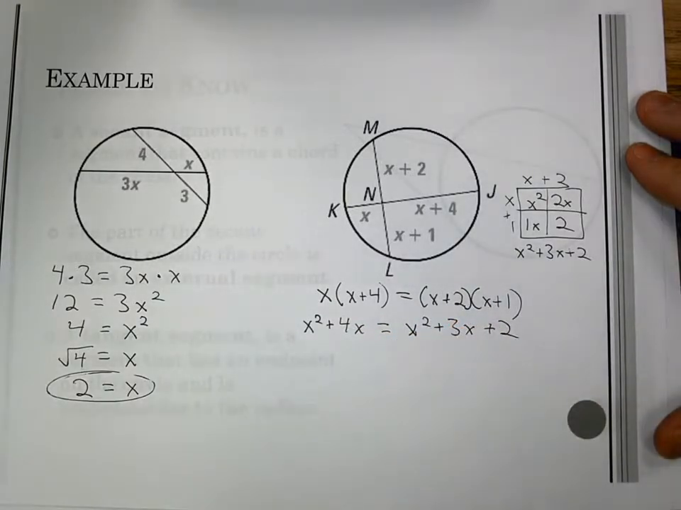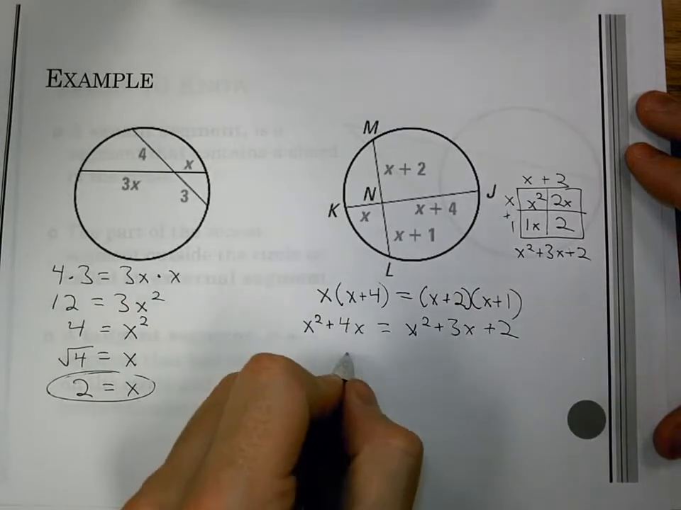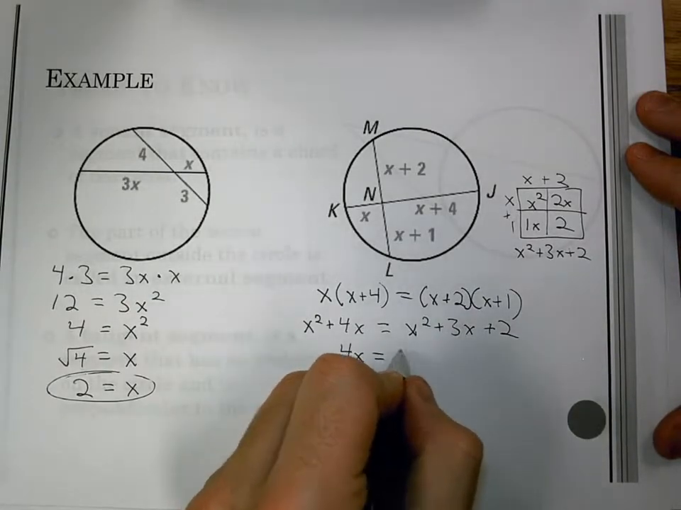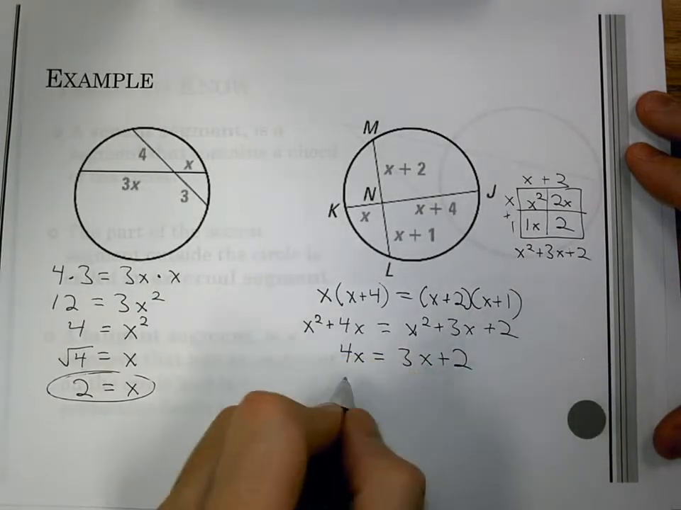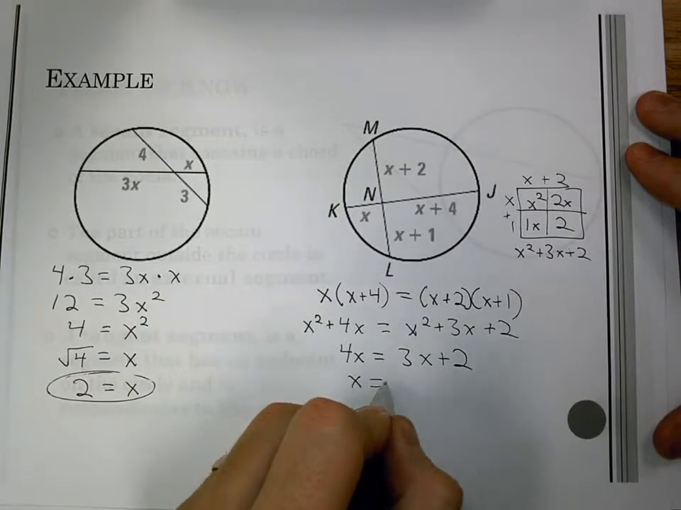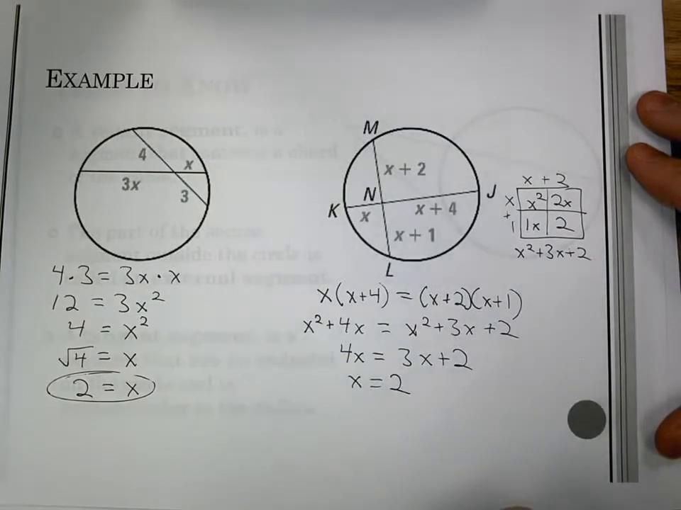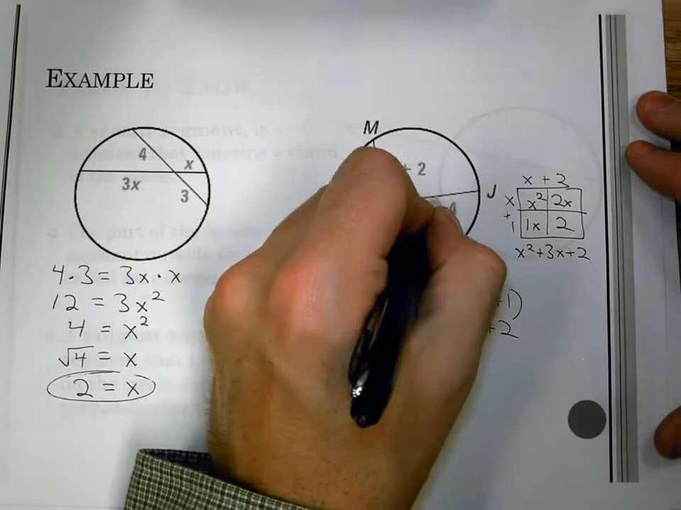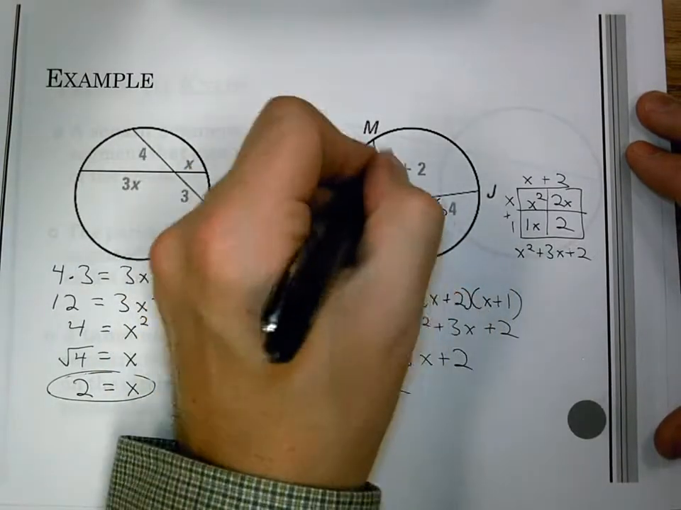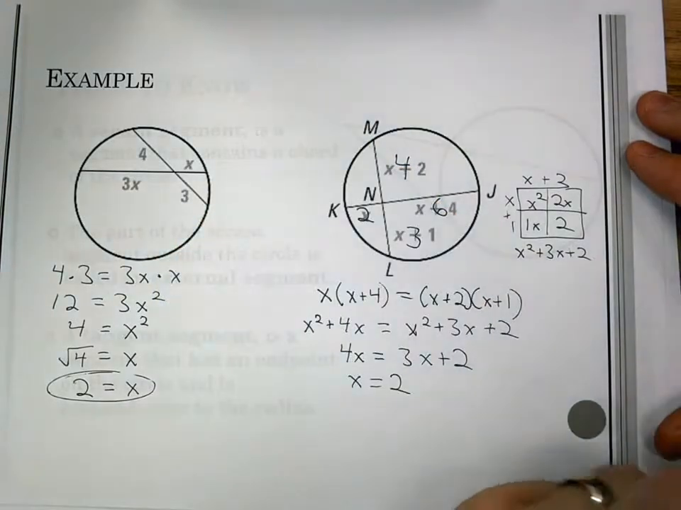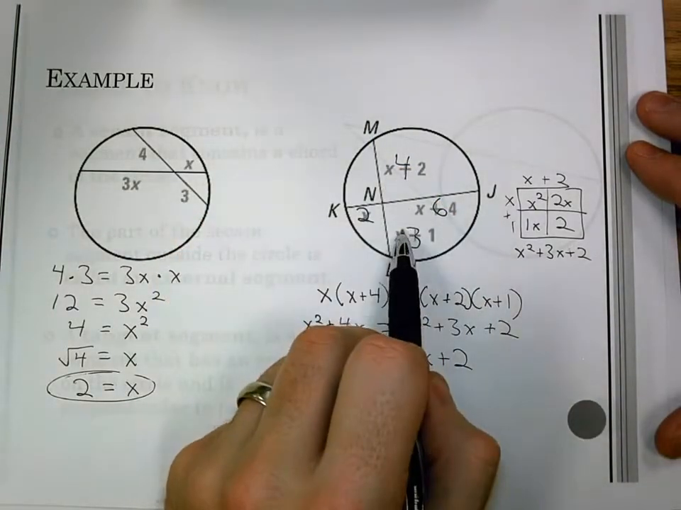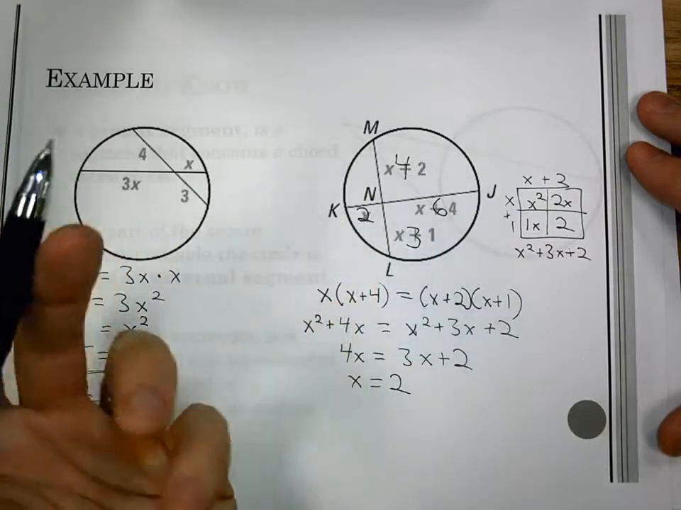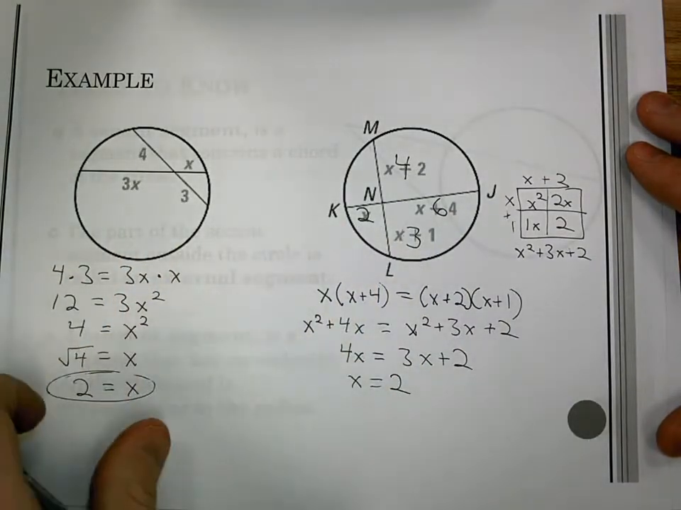It'll give me that. Now I'm simplifying. There's an x squared on both sides. So I subtract it from both sides. I get 4x equals 3x plus 2. Subtract the 3x, and x equals 2. If I wanted to plug the values back in, I would have 2, 6, 3, and 4. And if we look real quick there, 4 times 3 is 12, 6 times 2 is 12. They would work out. They'd still be equal.